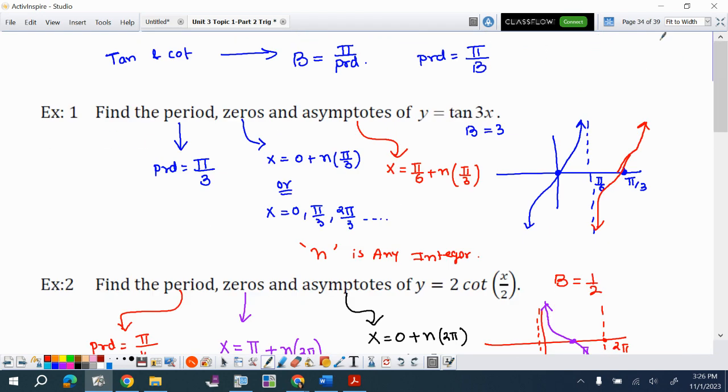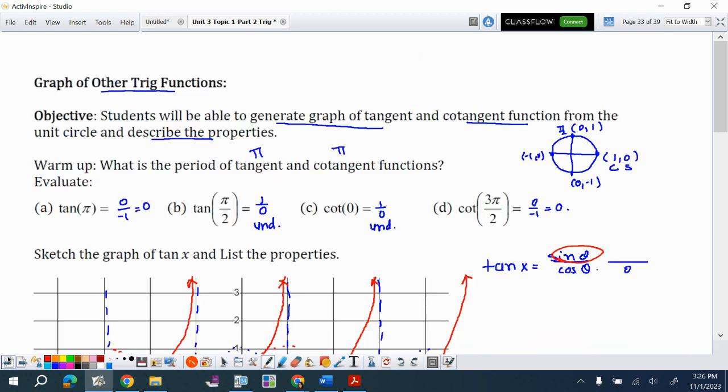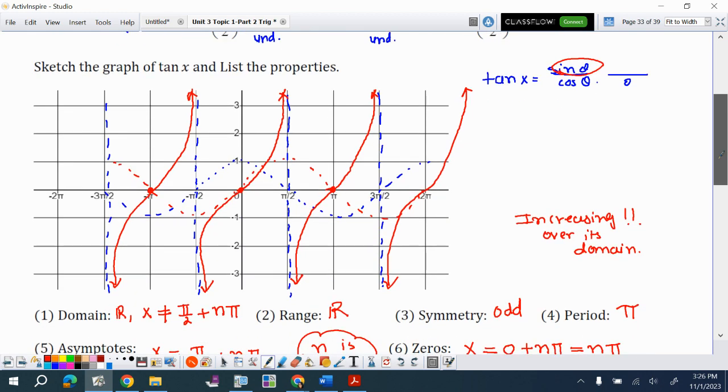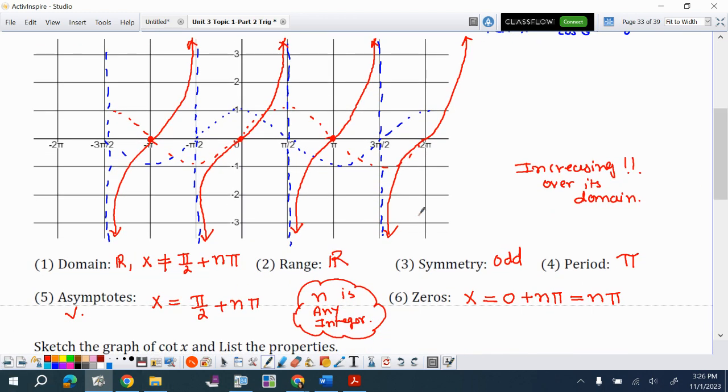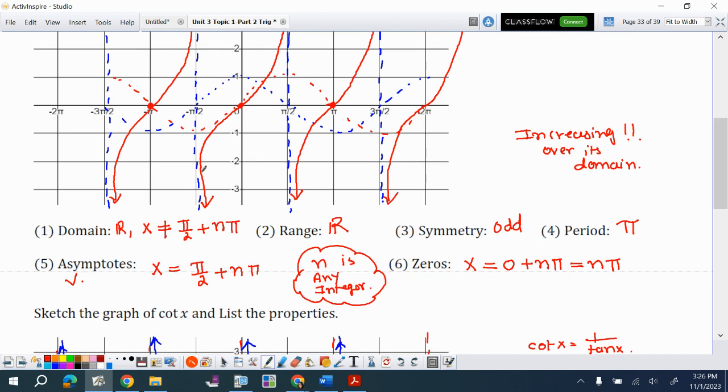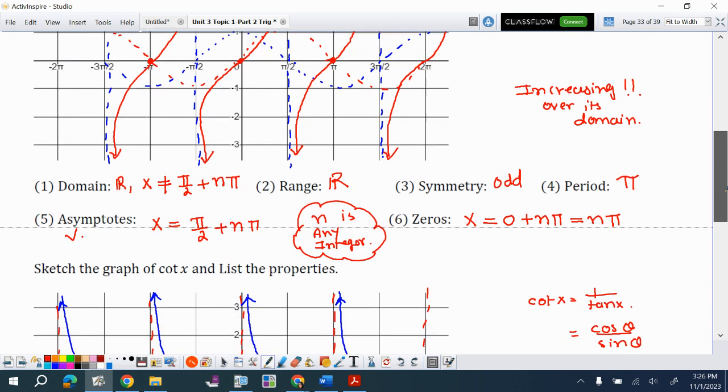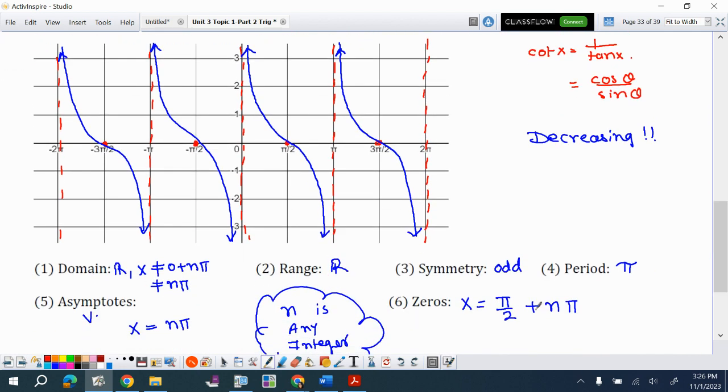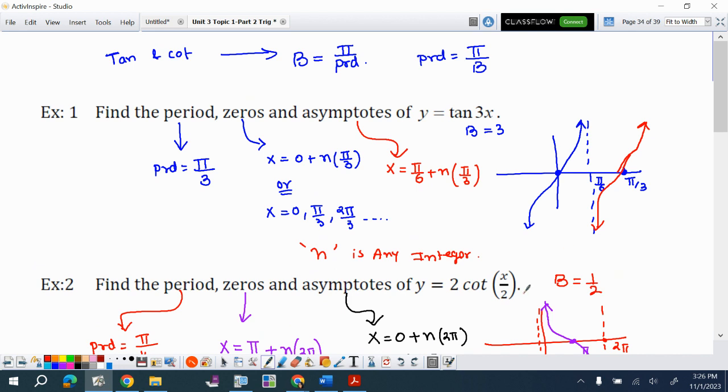Okay, one more time, a review of tangent and cotangent. Let's take a look at the graphs. Tangent graphs are always increasing. Properties are very important. The domain is the first asymptote plus repeats at every n pi. Zeros are every period. Asymptotes are every period. And the period is pi for the generic function, the parent function. If there is a transformation, then of course the period changes, and that's why the zeros and asymptotes change.